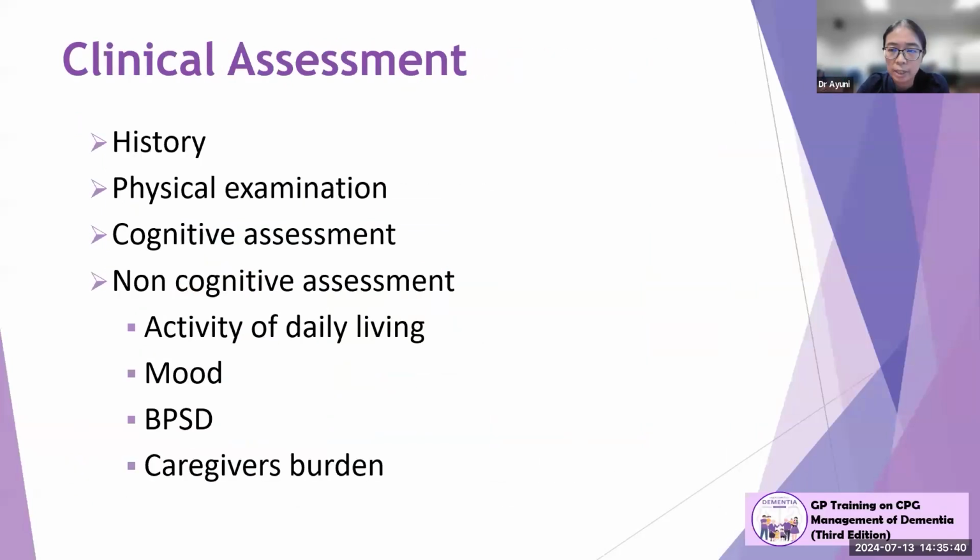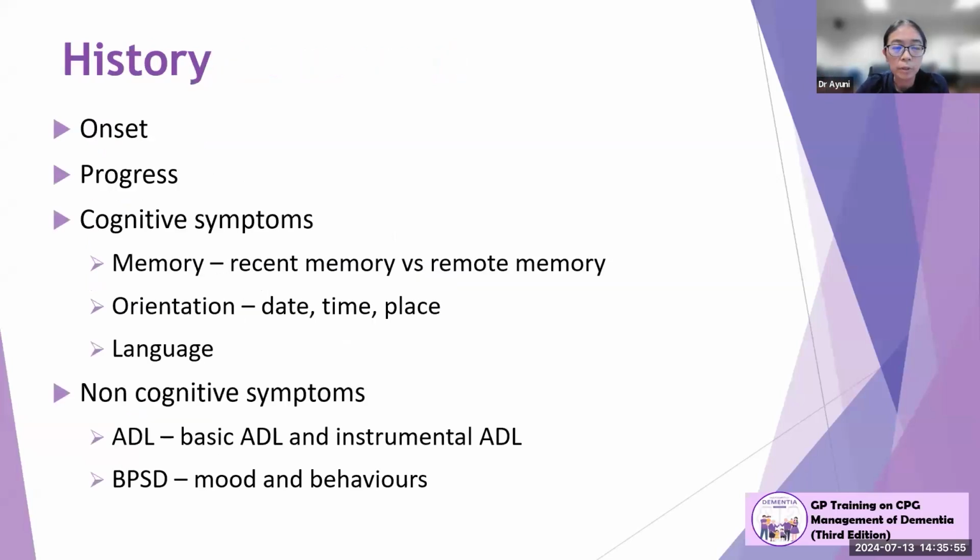So we start with clinical assessment first. Clinical assessment, as we are all trained as doctors, we usually start from history. History can get you 80% of the diagnosis already. Okay. Then physical examination, cognitive assessment, and non-cognitive assessment. So history of onset is very important. Usually dementia is gradual onset and progressively deteriorating over months to years. So it is a chronic condition.